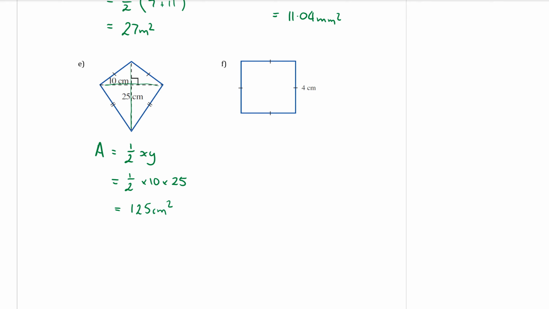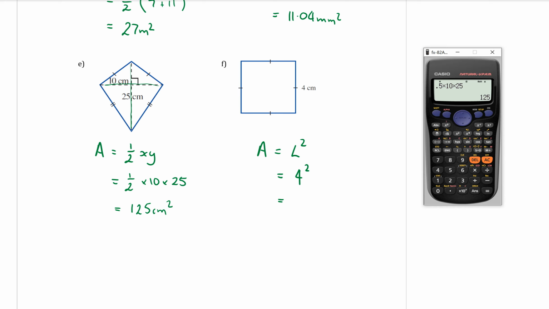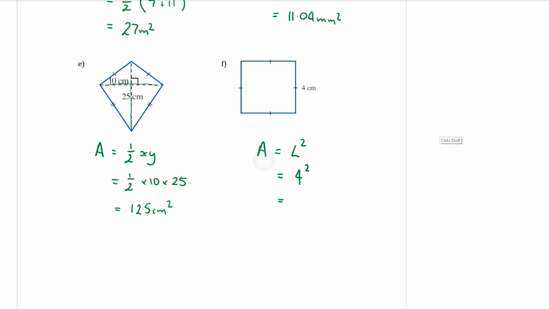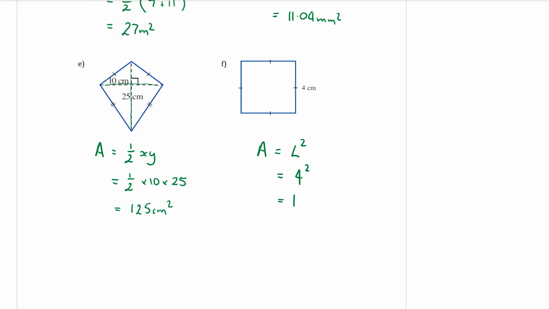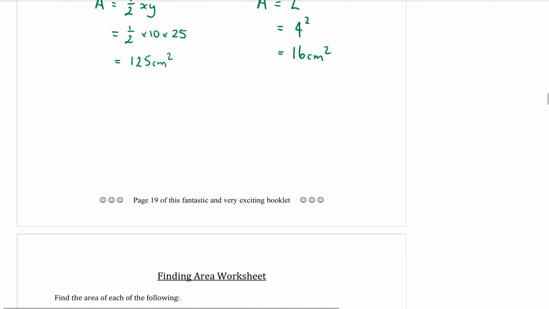F is a square. So the formula for a square is A equals L squared. L for the length. My length is 4, so it's 4 squared. In the calculator, 4 with a squared is equal to 16 centimeters squared. Okay, your turn.